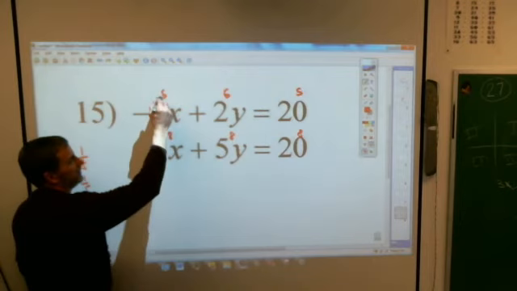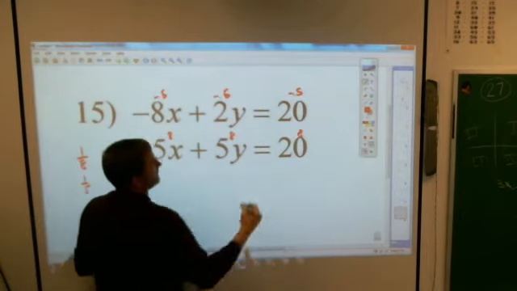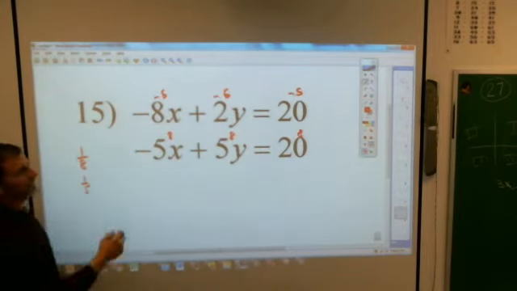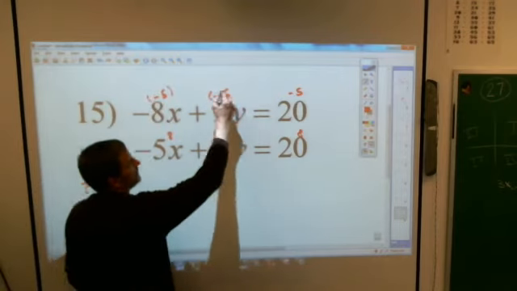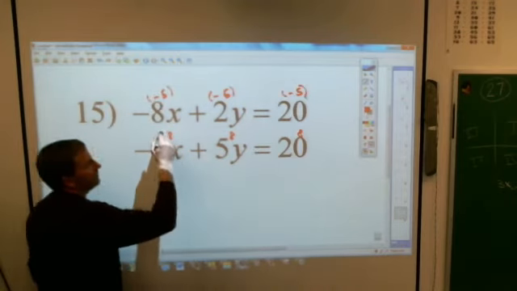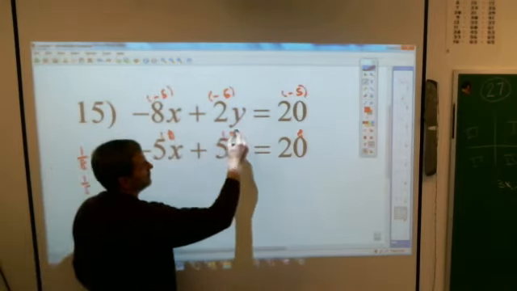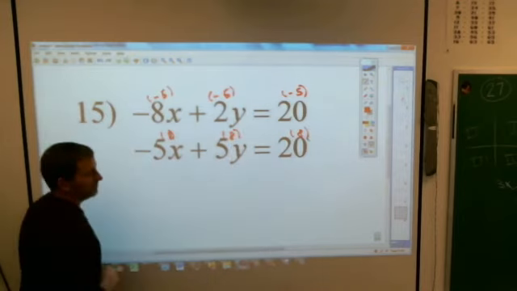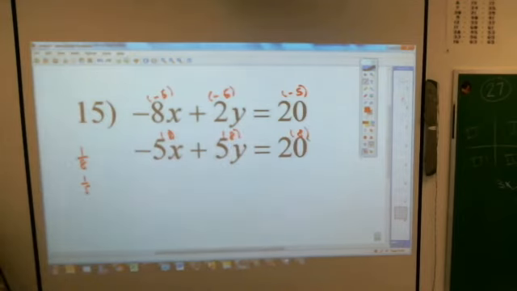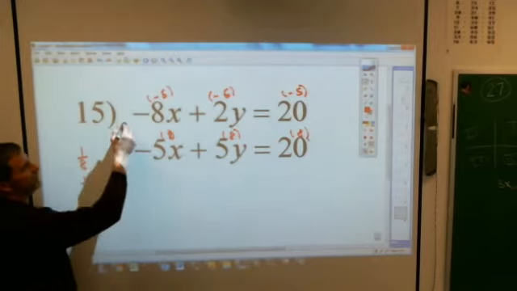Alright, so I'm going to change all these. So that gives me a positive 40 on top. You got that? This is worst case scenario, the most work you're going to have to do with elimination. But could you imagine trying to do substitution with it? Ain't going to work. Graphing them doesn't seem very easy. So I will rewrite both of these equations here.